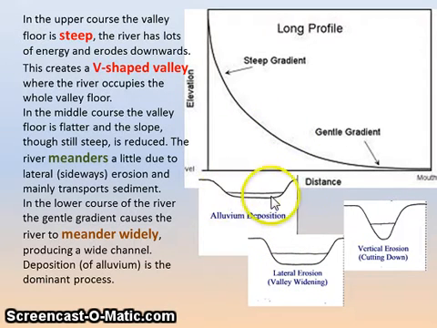Finally, we've got wide meanders, alluvium, which is very fertile sediment, soil, being deposited by the river in the lower course.